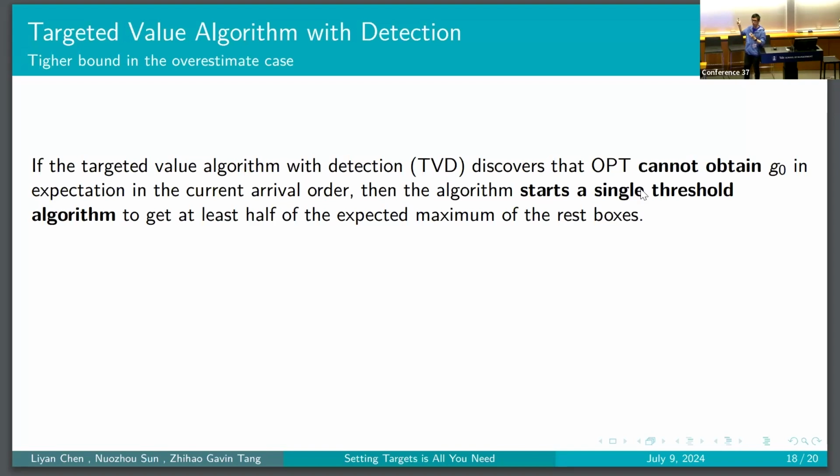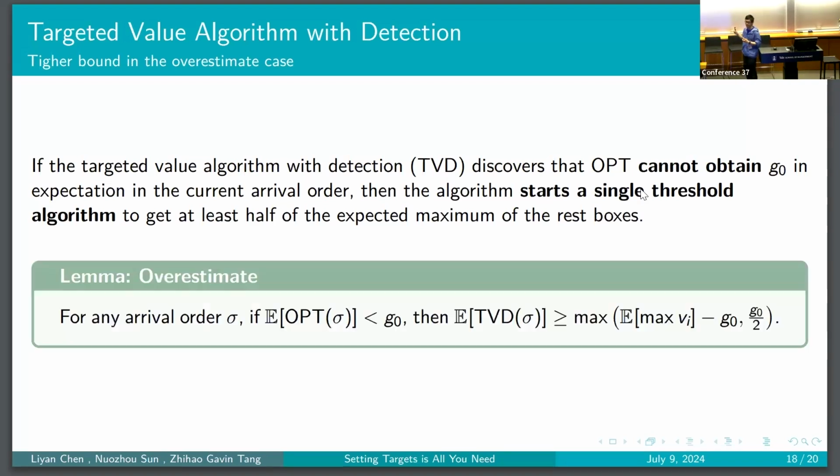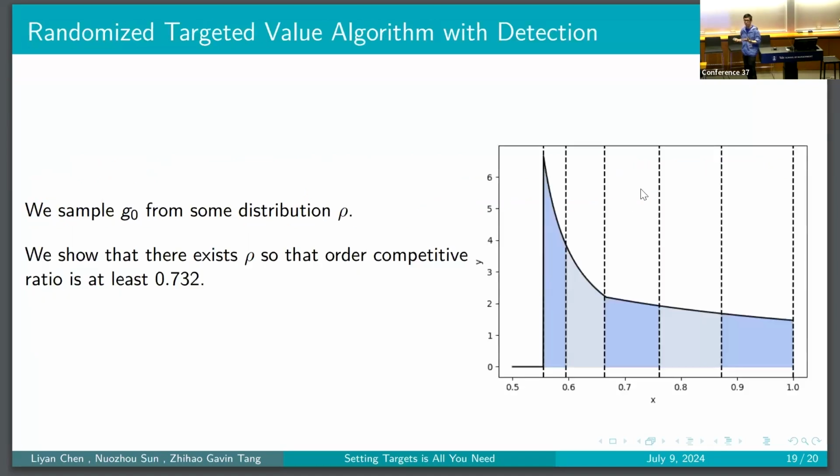And this single threshold algorithm is guaranteed by the prophet inequality. And we can show that in the overestimate case, this algorithm can achieve the maximum between G0 divided by 2 and the expected maximum minus G0, which is a better bound because the previous bound only has the second term. And if we sample G0 from the distribution as shown in the figure, then we can achieve an order competitive ratio of at least 0.732. And this is how our main result comes.